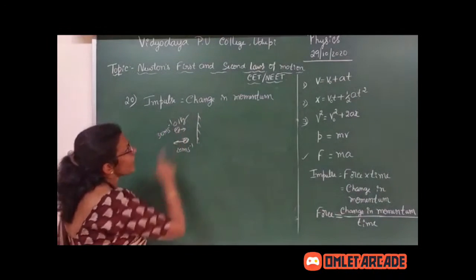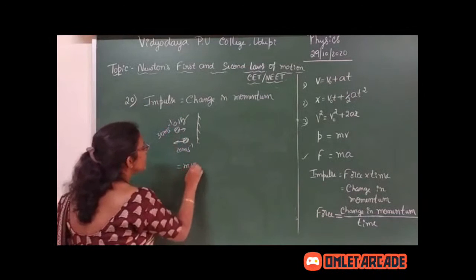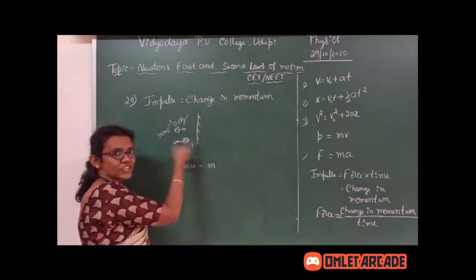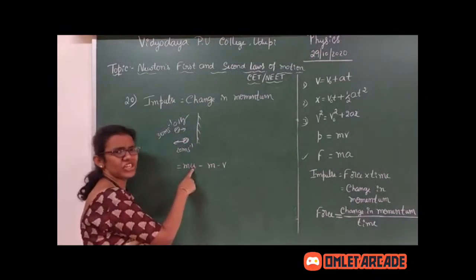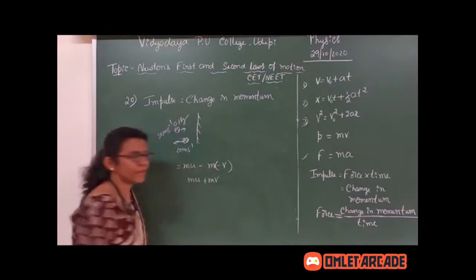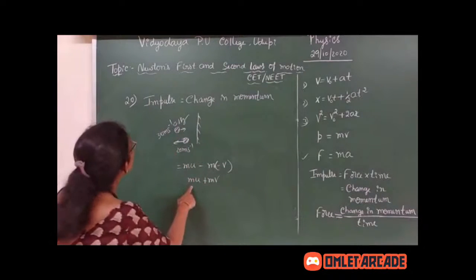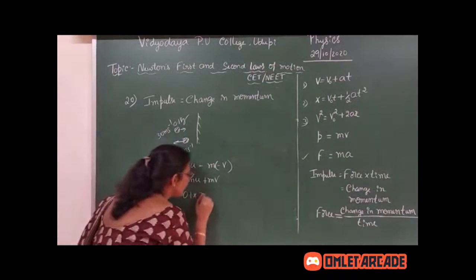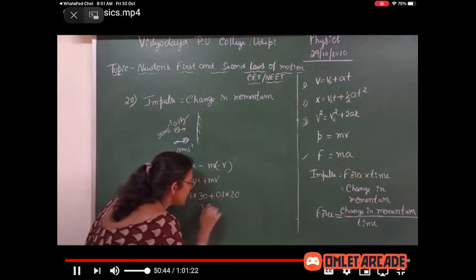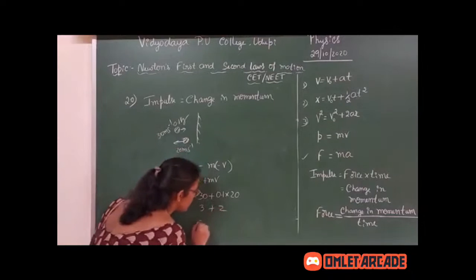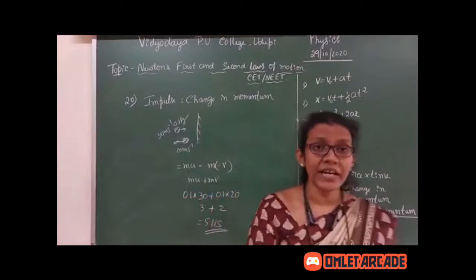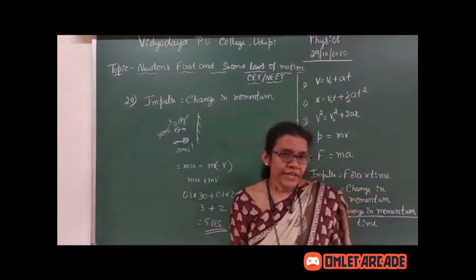So here, the change in the momentum is the impulse, that is equal to m into u minus, since there is a change in the direction, opposite direction, so minus v. U is the initial velocity, v is the final velocity. So this becomes mu plus mv, or m into (u plus v). So m is 0.1 into u is 30 plus 0.1 into 20. So 0.1 into 30 is 3, plus 2. So the answer is 5 Newton second. 5 Newton second is the impulse of the force exerted by the ball on the wall. Next.